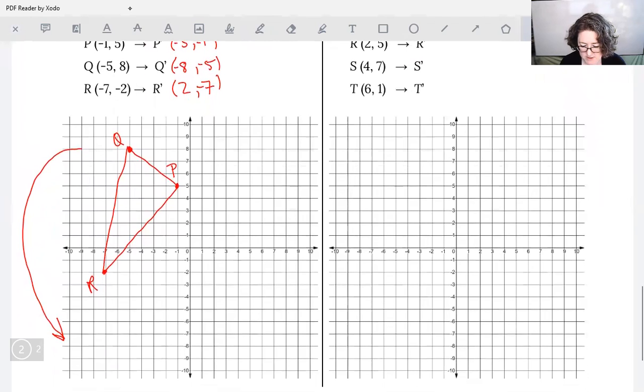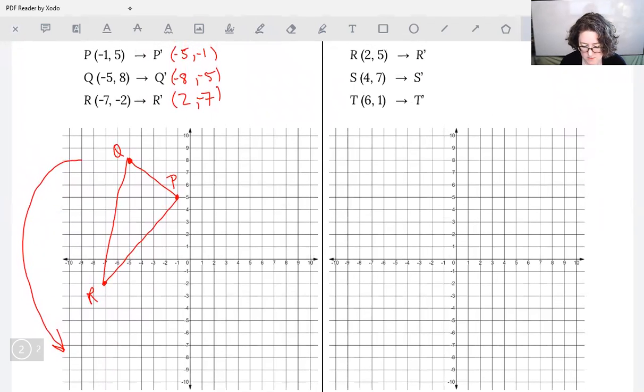Okay, so let's plot these out. And again, let's call this the pre-image, so we don't get confused as to which one's the new one. So new point, -5, -1. Okay. So that's the new P, so P prime. New Q is at -8, -5. So -8, -5, there's our new Q. Our new R is at 2, -7. So 2, -7. There's our new R point.